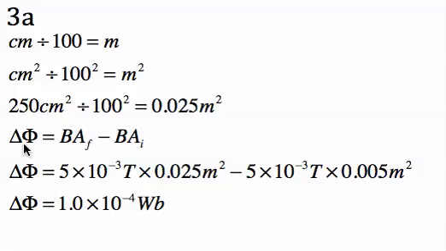So when you plug those values into the equation, the change in magnetic flux is the strength of the magnetic field times the final area minus the strength of the magnetic field times the initial area. And so the change in magnetic flux is 1 by 10 to the negative 4 Webers.